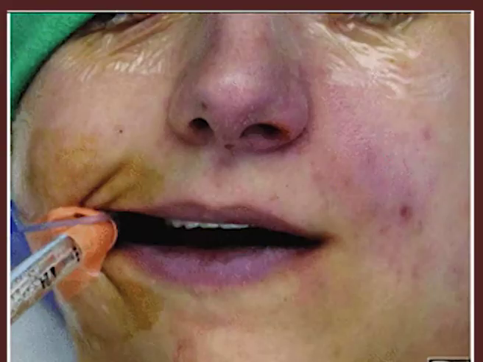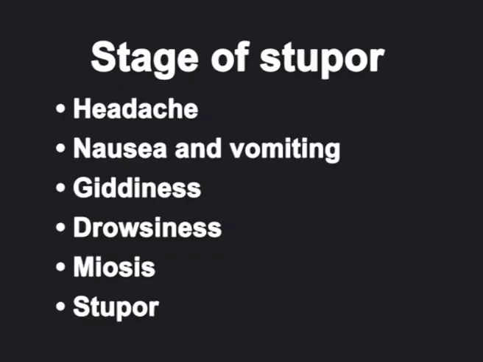The pupils are contracted, face and lips are cyanosed, and an itching sensation is felt all over the skin. The pulse and respiration are normal. In this stage: headache, nausea and vomiting, giddiness, drowsiness, meiosis, stupor. With this, we come to the next stage, stage of coma.